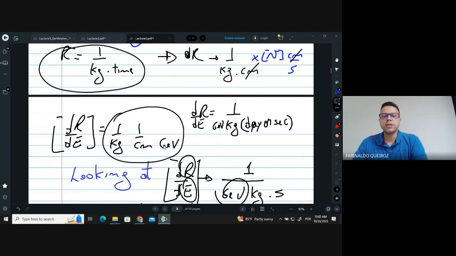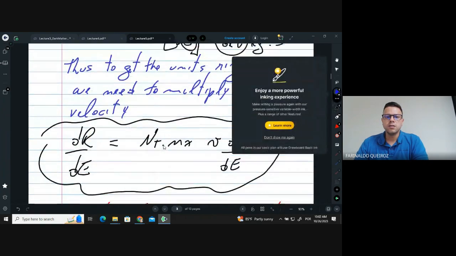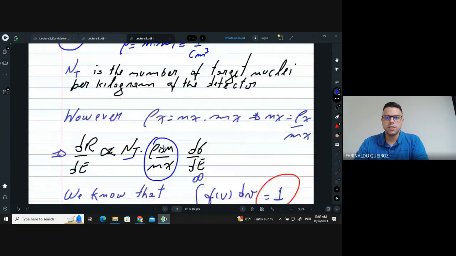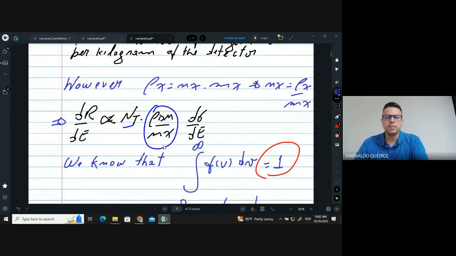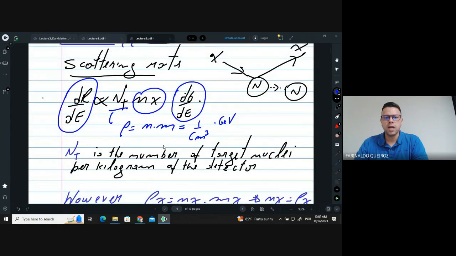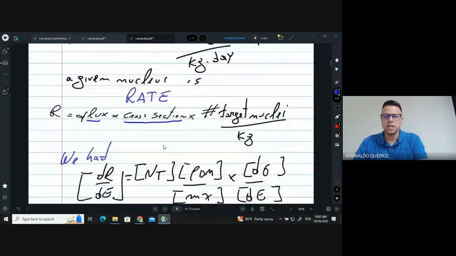So the scattering rate, let me go back. As you see, we started like this: number of targets per kilogram times number density times d sigma dE. But in order to get the per time normalization, I have to include the velocity here in the beginning. And that's what we do.